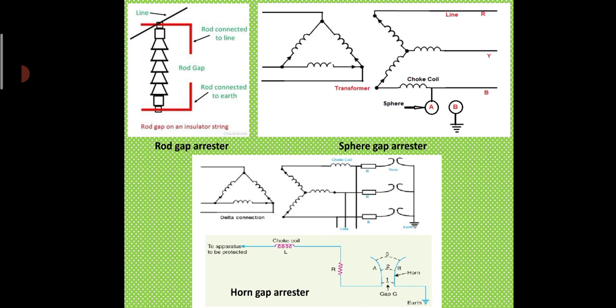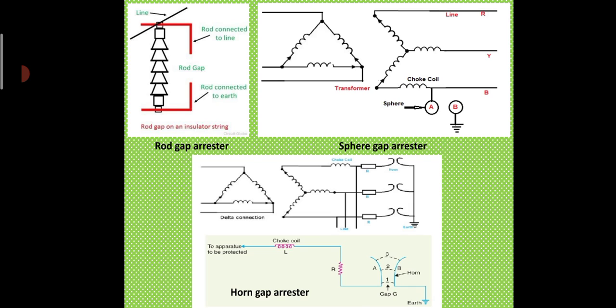Now, horn gap arrestor. These are horn shaped metal rods. One is connected to the line and the other to earth. There is an air gap between the two. The horns are mounted on porcelain insulators. In healthy conditions at normal voltage, no arc is produced between the two horns. Arc is produced across the horns due to the lightning. So the overvoltage surge is grounded due to the heated air. The arc goes upward, its length is increased and the arc is quenched.